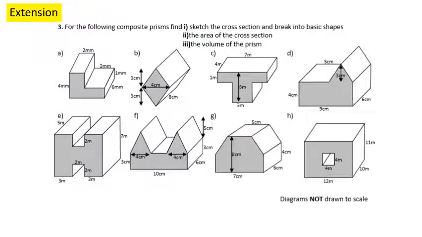Okay, so this slide is for those of you who want to do the extension work. So if you found the other tasks very easy, then this is a little bit of an extension. And I know that you do this sort of thing in maths. So this is composite prisms that you're calculating. So in this situation, what you have to do is calculate the area, if you like, of that bit first, which is a rectangle, and then add that to the area of that rectangle there, and then you would multiply it by the depth as you did in the previous question. So this is a little bit more tricky, which is why it's an extension task.